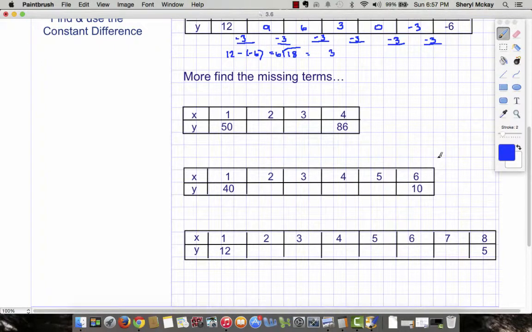So let's do this next one. We've got 4 terms, 1, 2, 3, 4. First term is 50. Last term is 86, and then we've got 2 missing terms. See if you can figure out what the constant difference should be between these terms, and then be ready to explain how you figured that out.